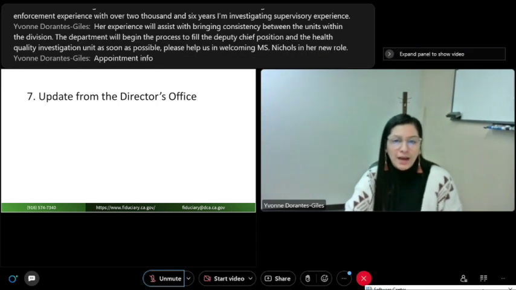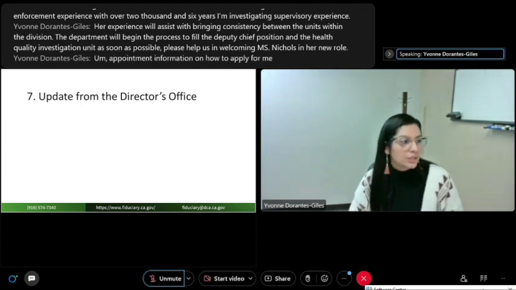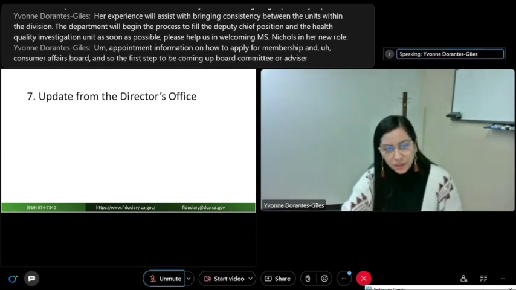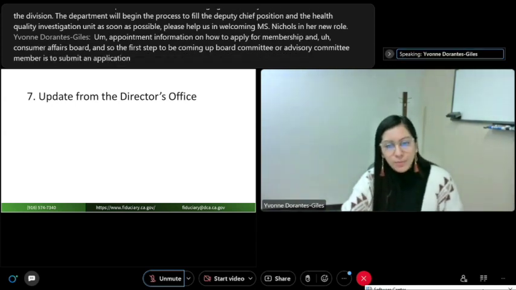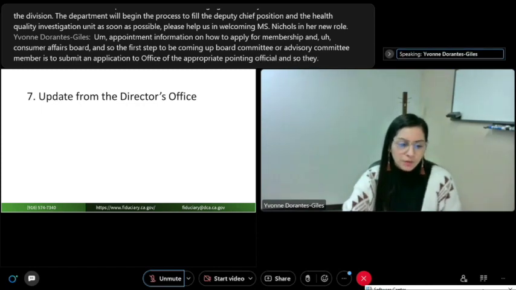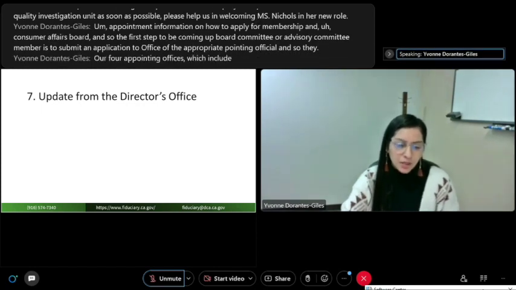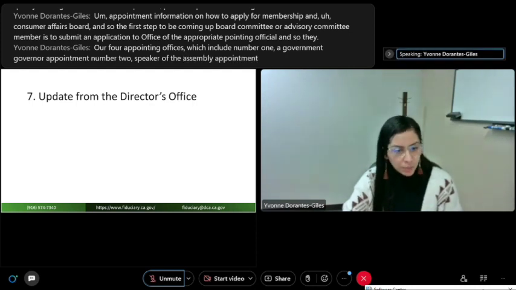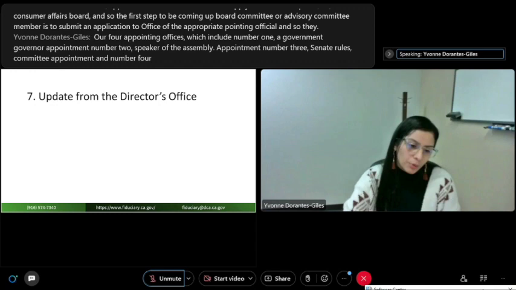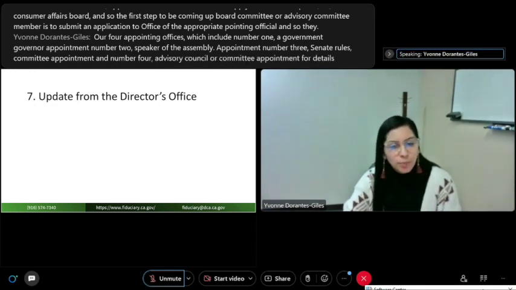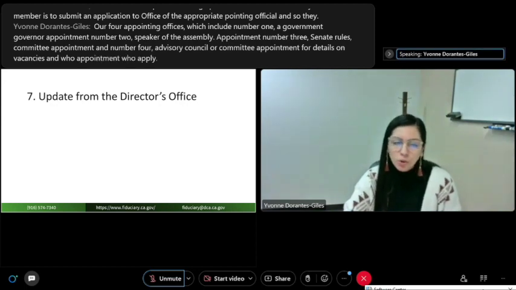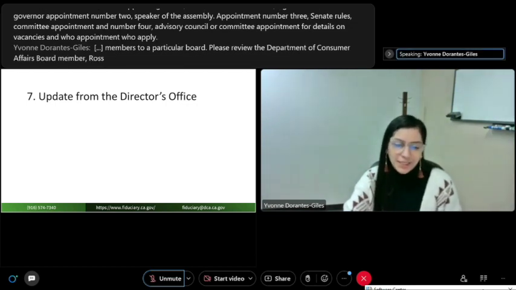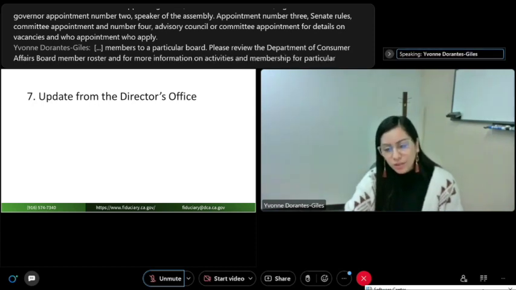Appointment information on how to apply for membership in a consumer affairs board. The first step to becoming a board, committee, or advisory committee member is to submit an application to the office of the appropriate appointing official. There are 4 appointing offices, which include number 1, governor appointment, number 2, Speaker of the Assembly appointment, number 3, Senate Rules Committee appointment, and number 4, Advisory Council or Committee appointment. For details on vacancies and who appoints members to a particular board, please review the Department of Consumer Affairs board member roster. And for more information on activities and membership for a particular board, please visit the board's website.